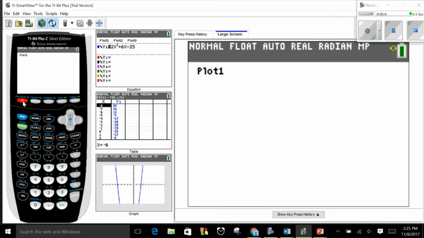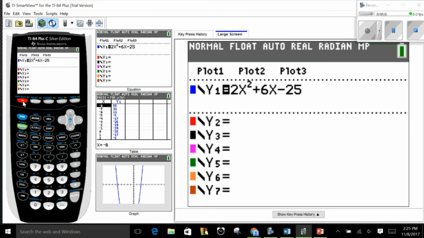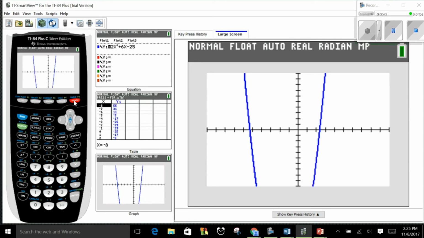So again, what I do is I use my y equals. I'm going to put my equation in there just like that, and then we're going to look at the graph. And sure enough, when we look here at this spot, that's about 2.34, and this is about negative 5.34. So we've confirmed our solution here for this quadratic. Again, that's how we can check it.